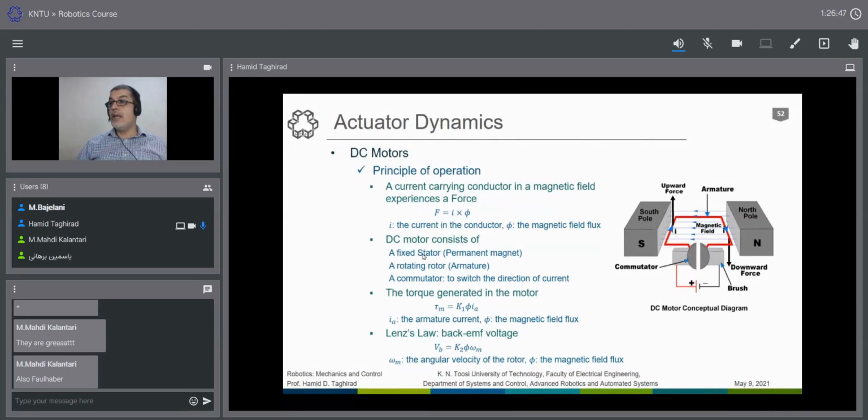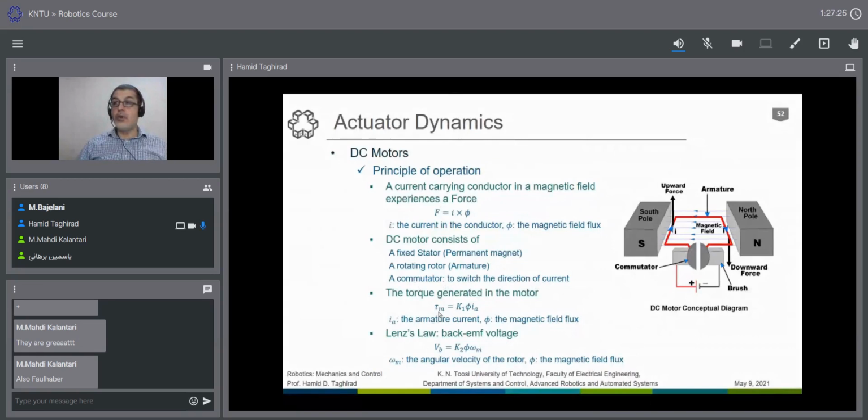Now, when we have a permanent magnet, we have a fixed stator with some permanent magnets. We have a rotating rotor, and we call the rotating rotor the armature. This basically carries the current that we have, and we have a commutator to switch the direction of the current as we move. As we saw here, we have two basic formulations.